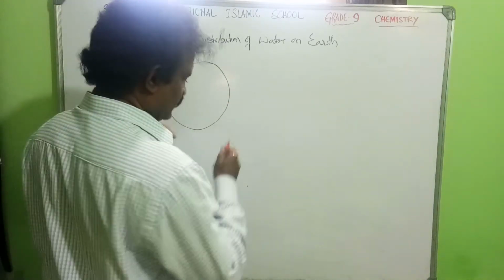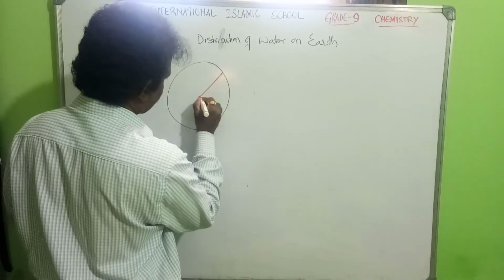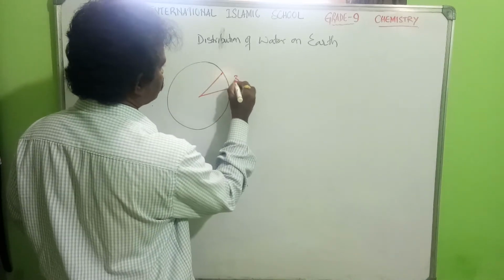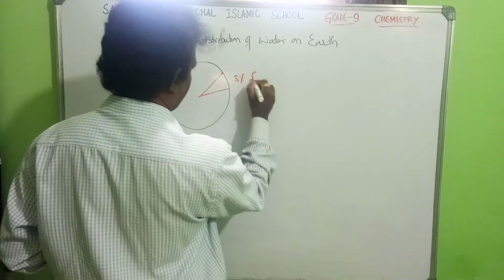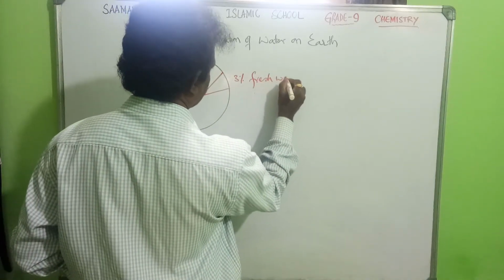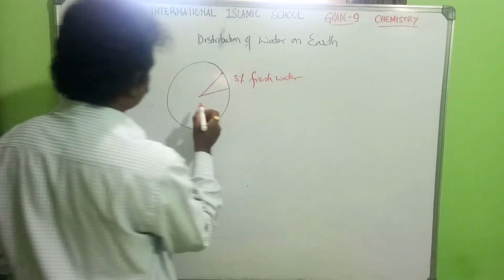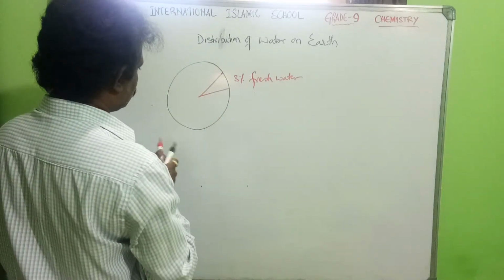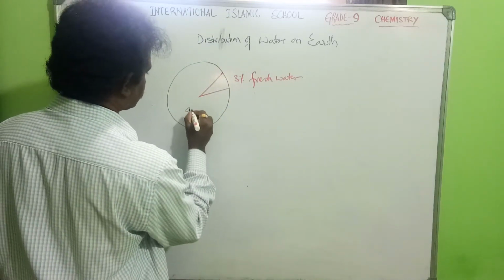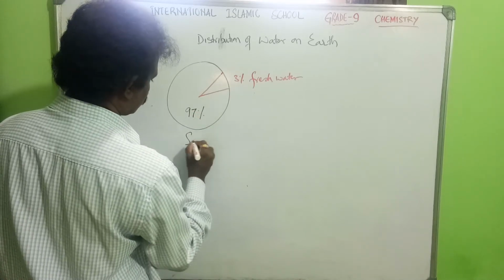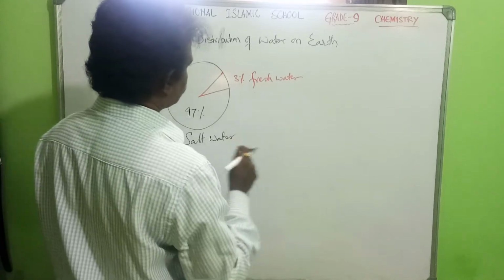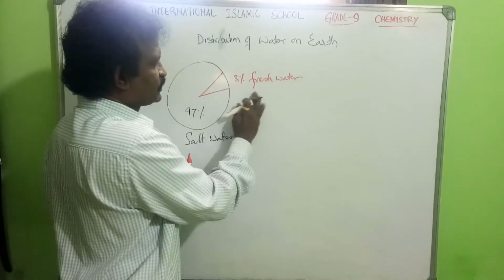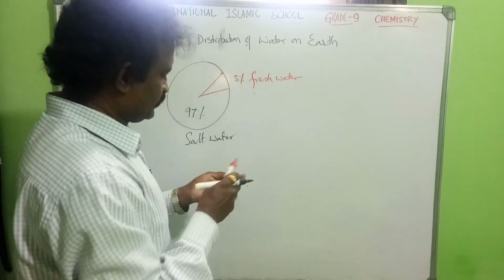In this we have 3% fresh water. You understood? 3% fresh water. The remaining is all salt water. 97% is salt water. Is it clear? Now, what is the percentage of water available for us? It's only 3%.